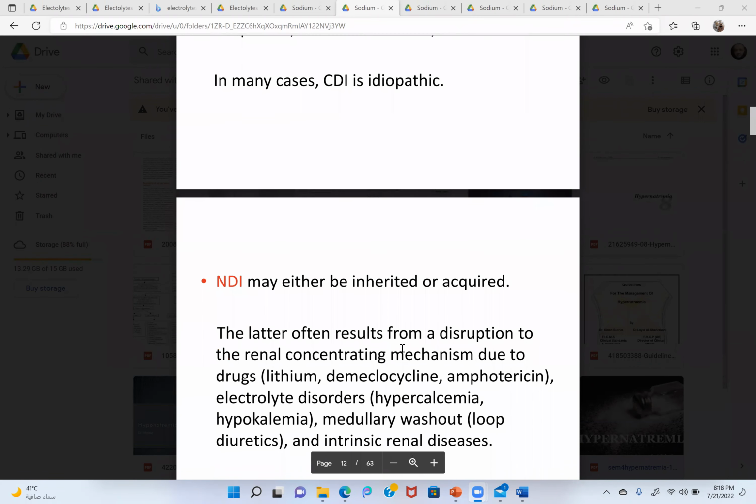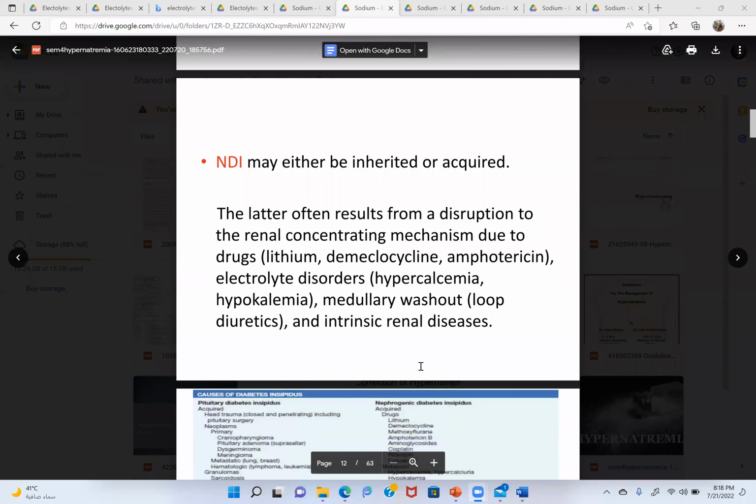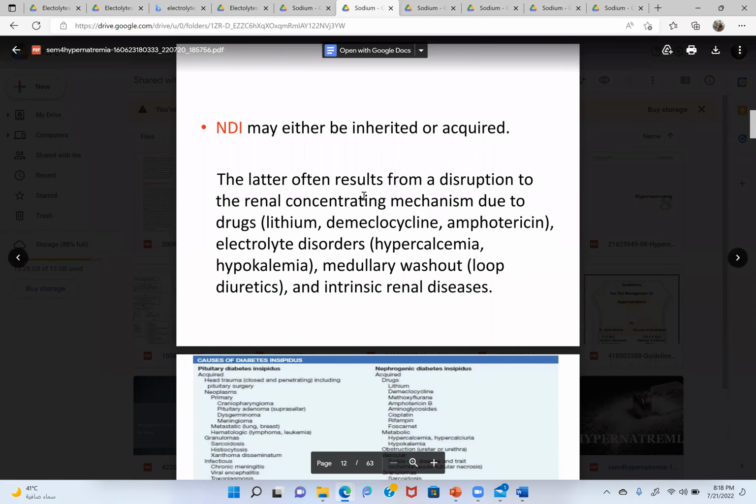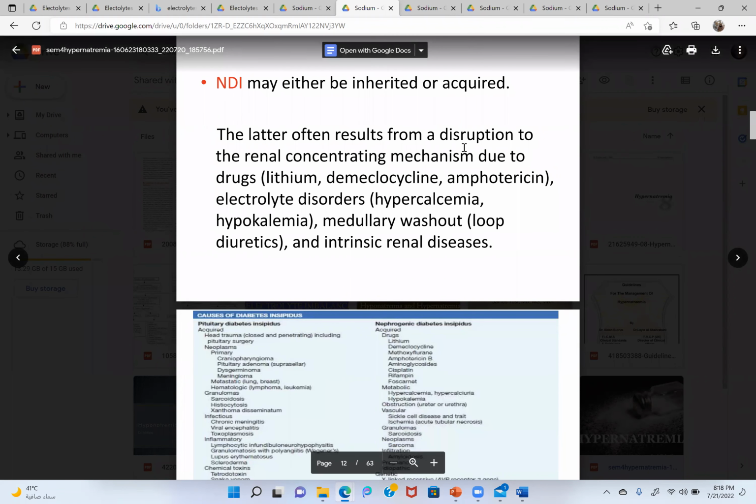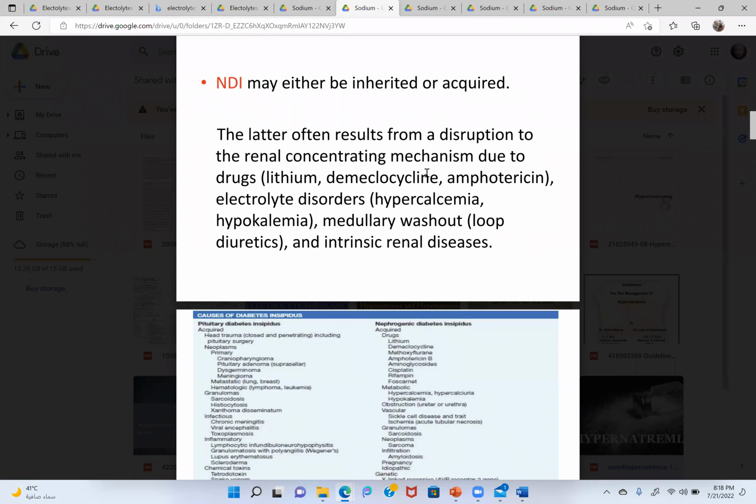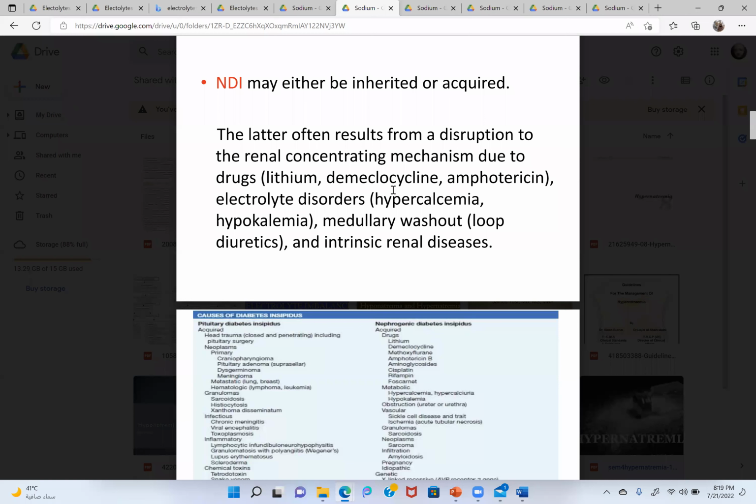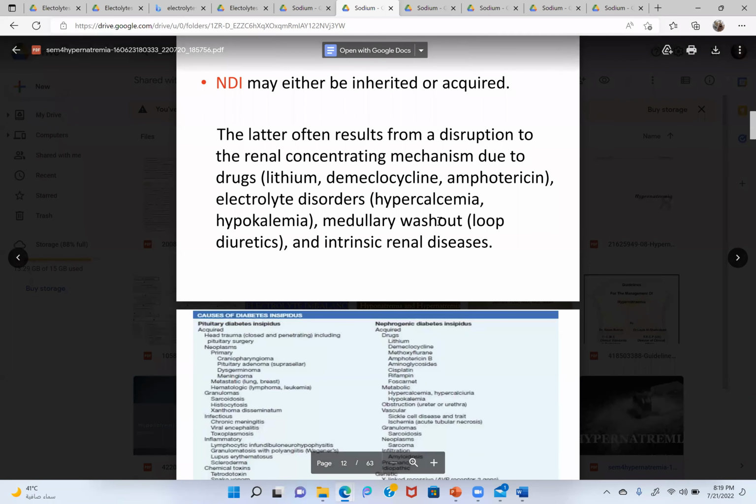Nephrogenic diabetes insipidus may be either inherited or acquired. Does any one of you have an idea about nephrogenic? I think it is mainly because of medications usually. The latter often results from a disruption of the renal concentrating mechanism due to lithium, demeclocycline, which is also used in certain conditions, antibiotics like amphotericin, and hypercalcemia and hypokalemia will also result in this condition.